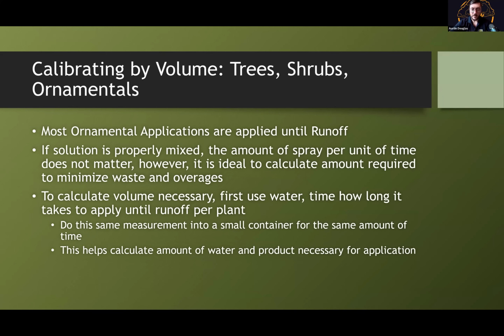If the solution is properly mixed, the amount of spray per unit of time does not matter. However, it is ideal to calculate the amount required to minimize waste and overages. So you want to basically mix exactly what you need for what you're doing. To calculate the volume necessary, first use water and time how long it takes to apply until runoff of a plant. Do the same measurement into a small container for the same amount of time. This helps calculate the amount of water and product necessary for the application.